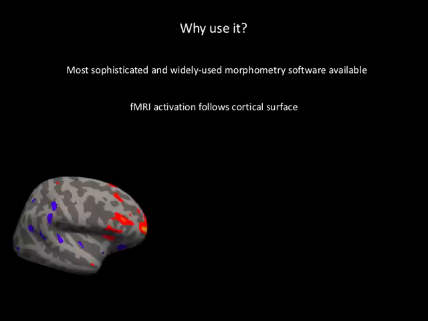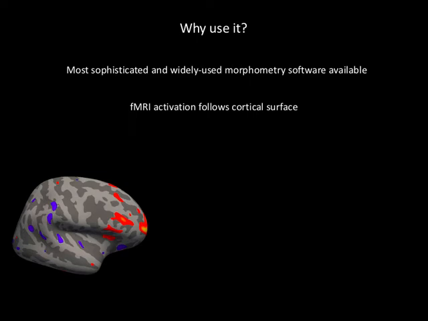So concluding our overview of FreeSurfer, why use it? In my estimation, it's the most sophisticated and widely used morphometry package available. Again, there are other ones out there, but FreeSurfer, at least this is my impression, most people use it for surface-based analyses, as well as structural analyses. So why not use that? Also, fMRI activation follows the cortical surface. So I've been talking about structural properties so far. If you want to know differences between groups or differences between different structures, you can do that. But, as we'll also see, you can look at fMRI activation and map that onto a cortical surface.